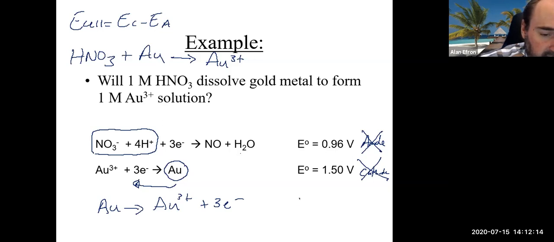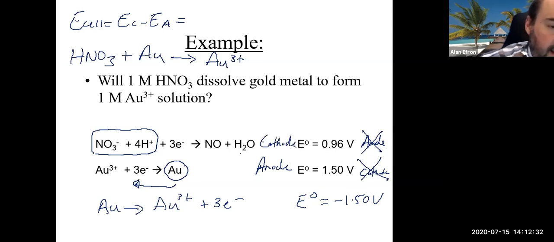Au3+. Technically speaking, when we flip that around, that's going to be minus 1.5 volts. So if we go into our E of the cell, because this here is actually our anode and this is our cathode, we get 0.96. And I'm going to subtract because I did not flip the sign here. Minus 1.5 volts. That is going to give us minus 0.54. Huh? That's a bad 4 there. Let's try that again.